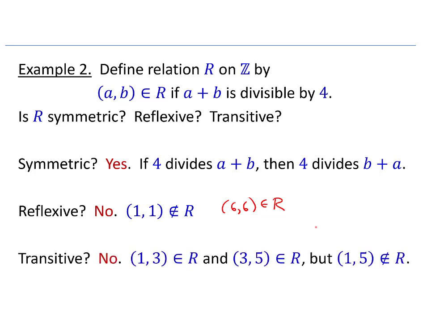And is the relation transitive? No. And you can probably come up with an example. Here's one that I found. 1, 3 is in the relation, 3, 5 is in the relation, but 1, 5 is not. 1 plus 3 is 4, 3 plus 5 is 8, but 1 plus 5 is 6.